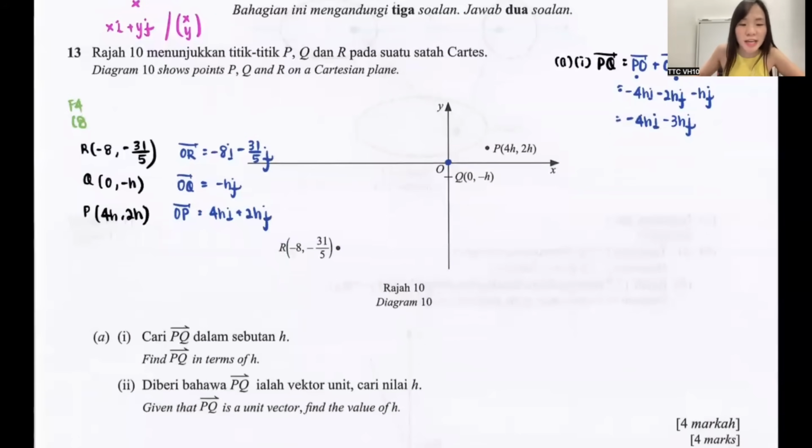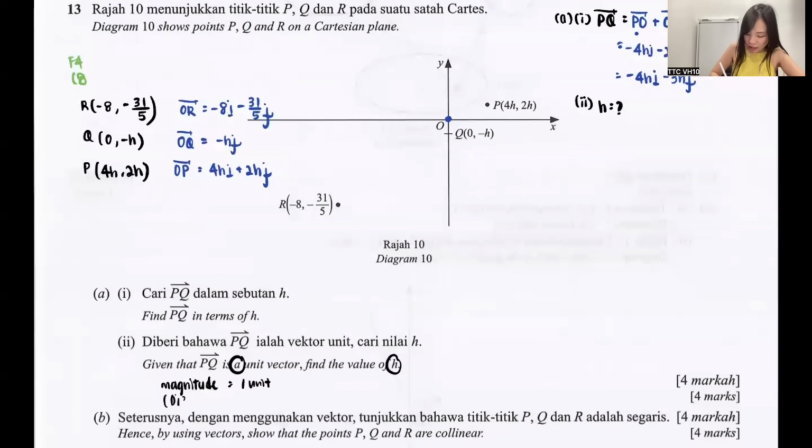A2. They say it's given that PQ is a unit vector. Find the value of H. So guys, for the second part, they want to find the H answer. How do I find H? They tell me PQ. PQ is a what? They say the keyword is unit vector, that means what? 1 unit. 1 unit is actually your magnitude. I hope you guys know magnitude actually means distance. Distance means your length. So that means the length from P to Q is actually 1.